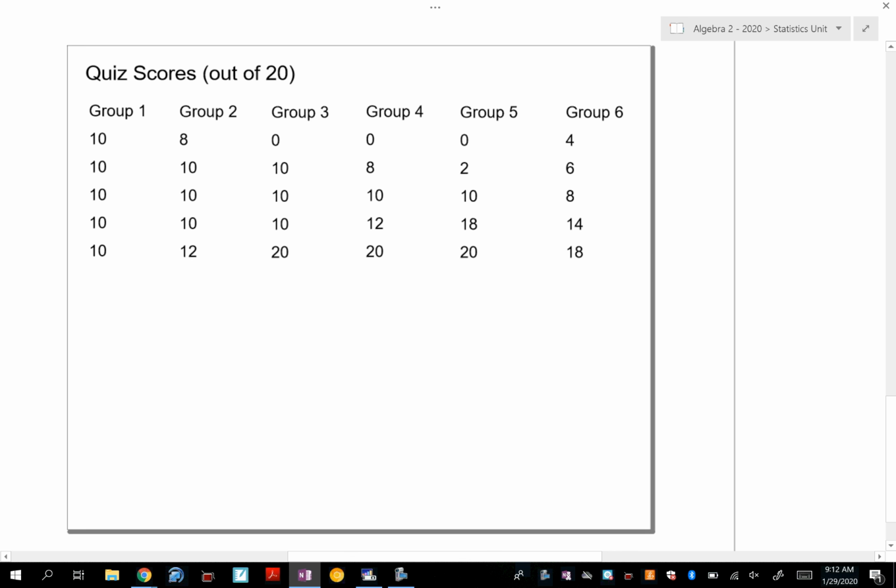All right, so this problem, I want to do my best in 10 minutes to try to explain to you, and help you understand standard deviation. Okay? So let me just kind of explain what these groups are and what these numbers mean.